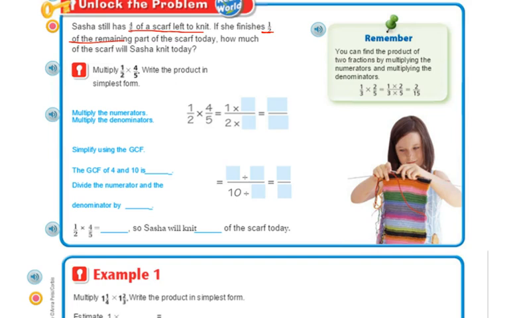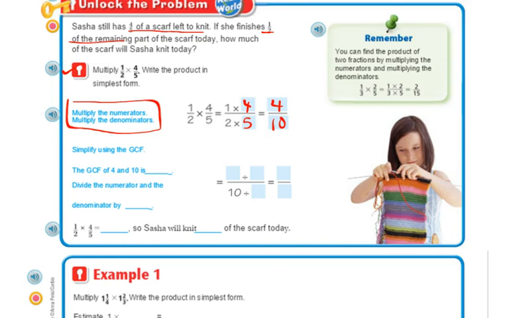And anytime you have a fraction of, you're going to want to remember to multiply. All right, so multiply 1/2 times 4/5, write the product in simplest form. We are going to multiply the numerators, and then we're going to multiply the denominators. So 1 times 4 gives me 4. 2 times 5 gives me 10. I have a fraction of 4/10. The next thing we're going to want to do is simplify that fraction using the greatest common factor to get it down to simplest form.